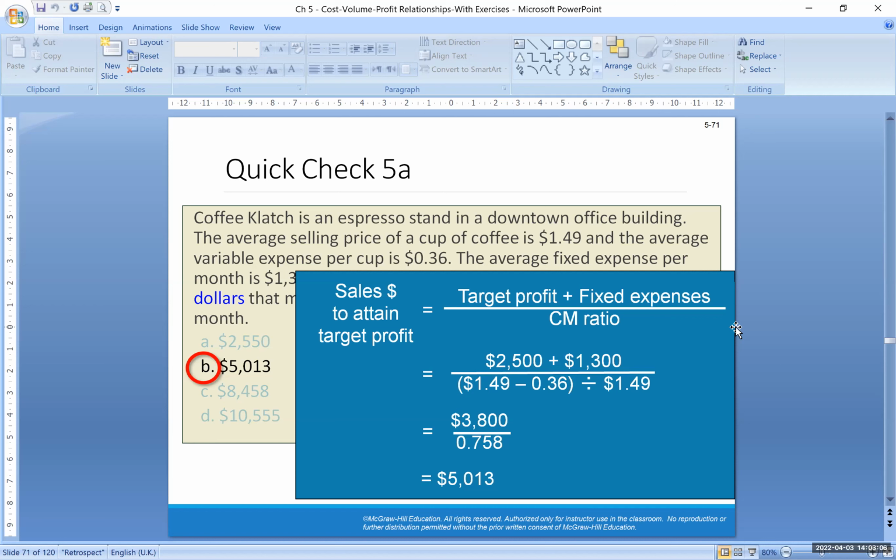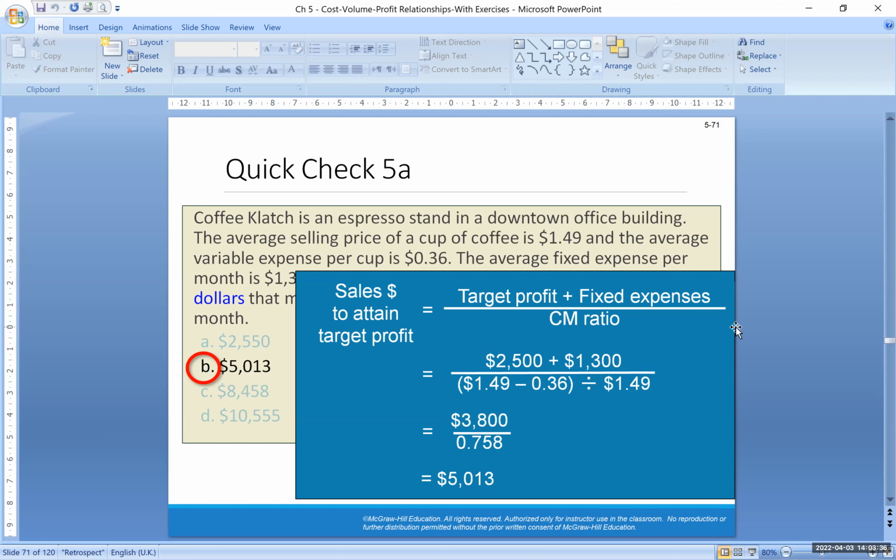The ratio is calculated from what? The contribution margin divided by the price. So 1.49 minus 0.36, all divided by 1.49. And this will give you the contribution margin ratio. So the answer will be 3,800 divided by 0.758, and the answer would be $5,013.